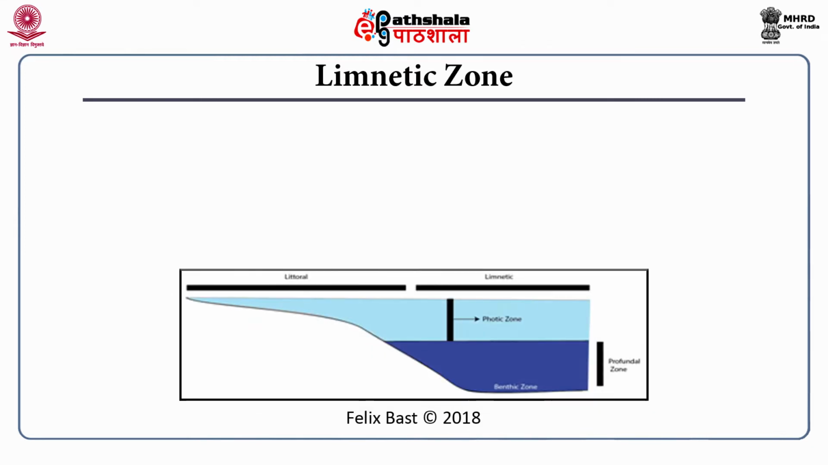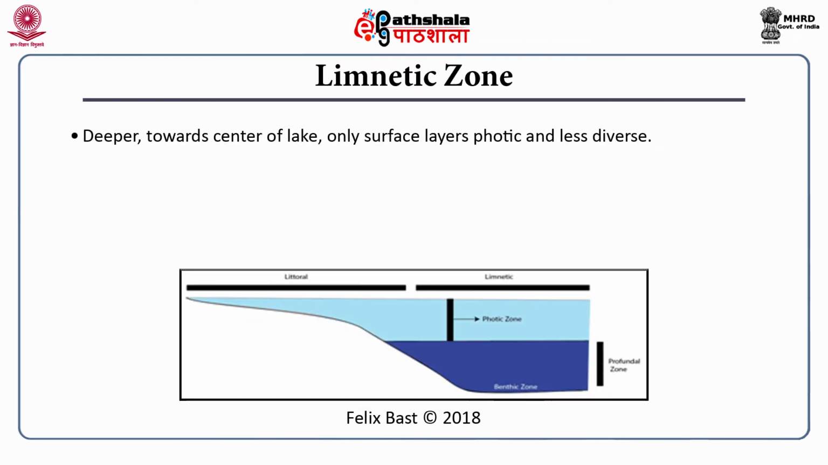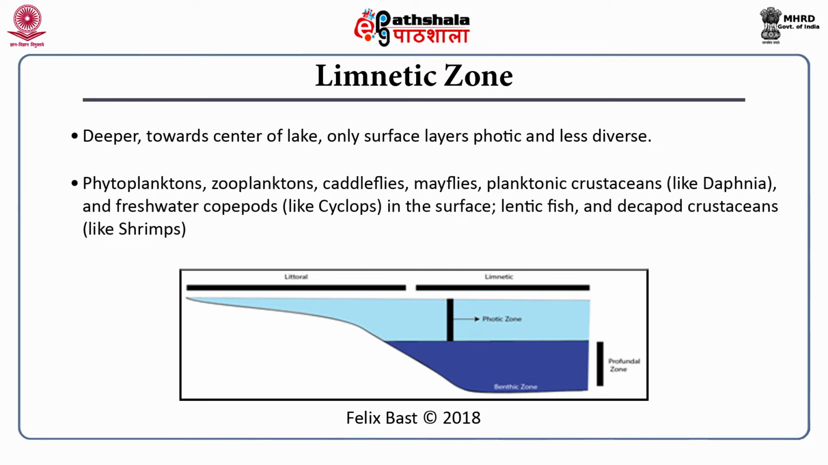Coming to the limnetic zone, deeper towards the center of the lake, only the surface layers are photic, while bottom layers are aphotic, and the limnetic zone tends to be less diverse compared to the littoral zone. Phytoplanktons, zooplanktons, caddisflies, mayflies, planktonic crustaceans like Daphnia, freshwater copepods like cyclops in the surface, lentic fish and decapod crustaceans like shrimps can also be found in the limnetic zone.